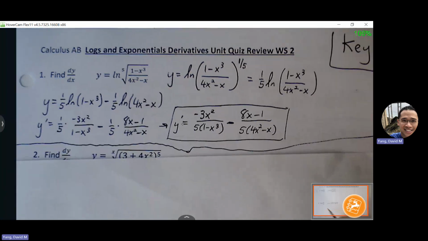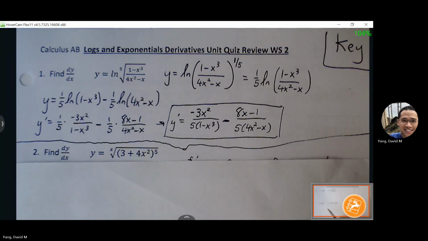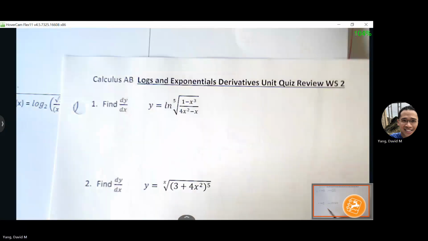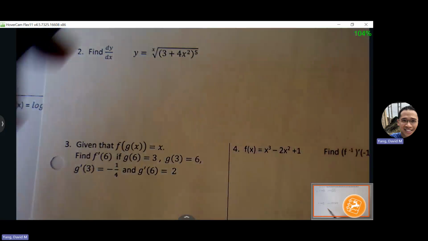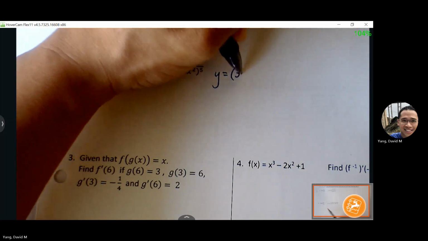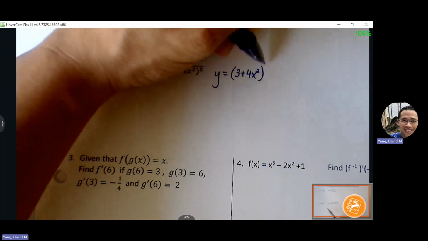Okay, any questions with one? Okay, take a look at number 2. Y is equal to x to the fifth root of 3 plus 4x squared. Okay, what can we do first? Okay, maybe let's rewrite this problem, right? So what would this look like in a different form? Okay, good.